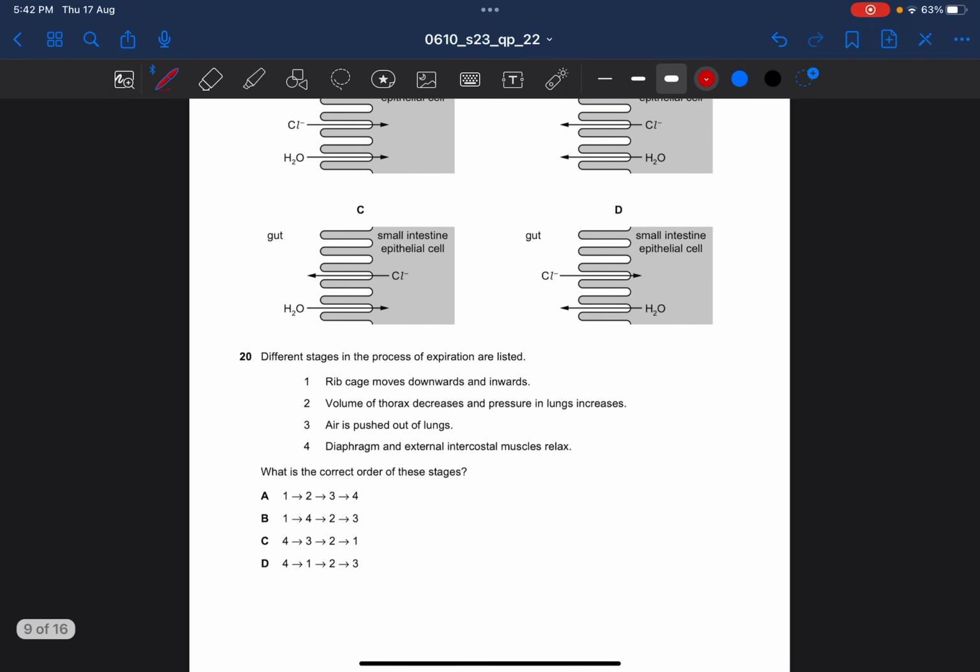Question 20. Different stages in the process of expiration are listed. They say the ribcage moves downwards and inwards, the volume of thorax decreases and pressure in lungs increases, air is pushed out of the lungs, and the diaphragm and the external intercostal muscles relax. So they want the process of expiration. So the answer is D. Why? You must make sure that the diaphragm is the first one to move, to relax or contract, then only you move to the rib cage, and then only you begin talking about the volume of the thorax, and only air is being pushed out lastly. Okay, it's always this kind of pattern.